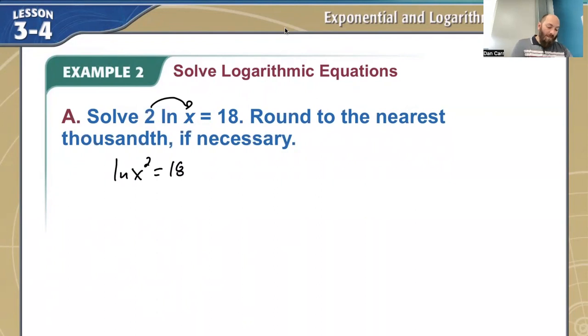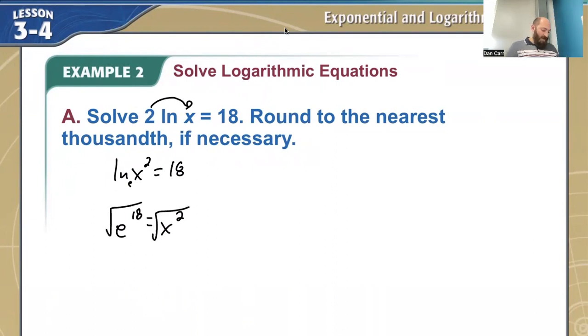So I can rewrite this logarithm into exponential form. What I mean by that is this is base e, is what we're officially saying here. e raised to the 18th power is going to equal x squared. So from there, we can just square root both sides.